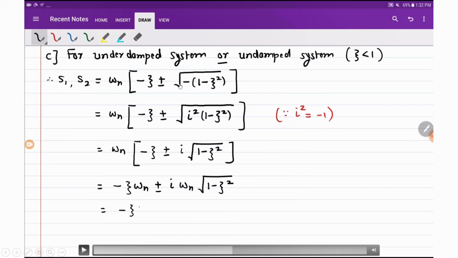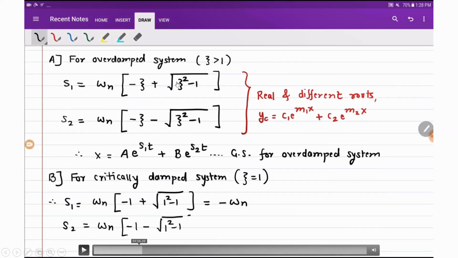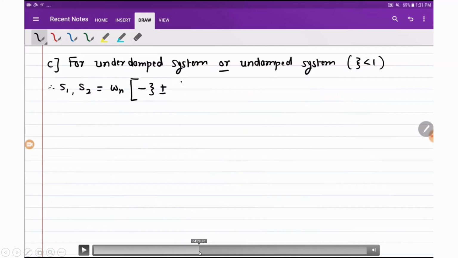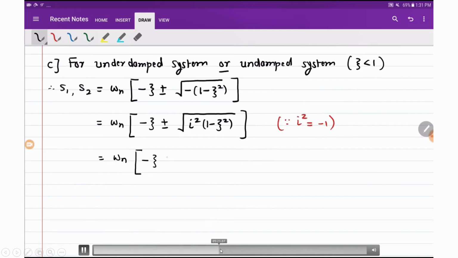So in the square root term, we were having zeta square minus 1. Let's go back to our previous expression of S1 and S2. This is the term which is now important for us. From this term, we have taken the negative sign common, so it will be 1 minus zeta square instead of zeta square minus 1. This minus is nothing but minus 1, and that is replaced by i square. Rest of the terms are as it is, and the square root of i square is nothing but i. So this is minus zeta plus or minus i square root of 1 minus zeta square.